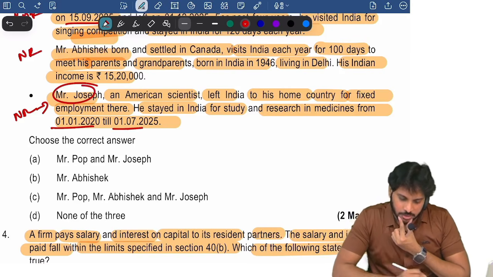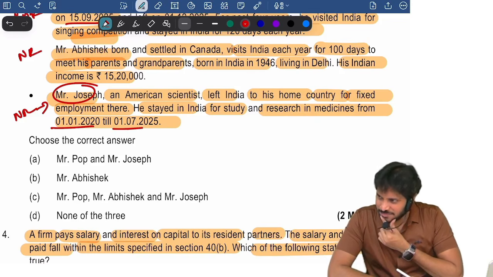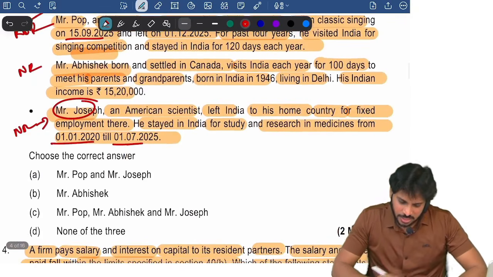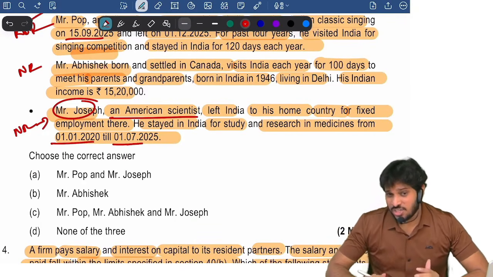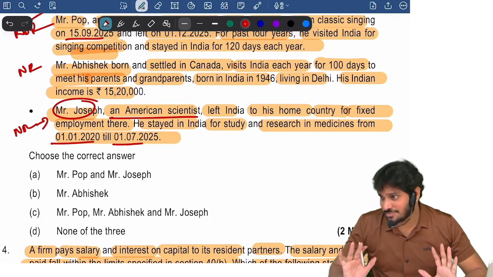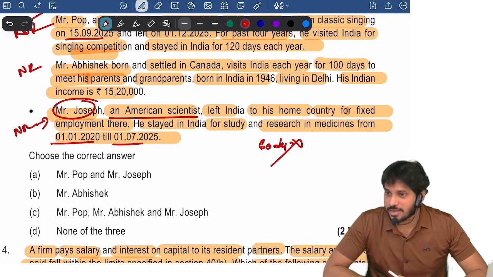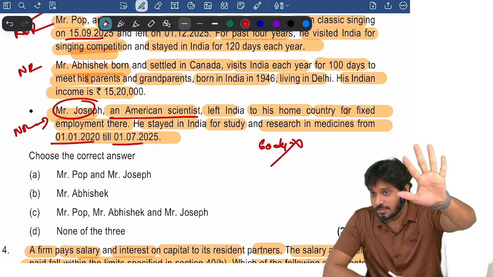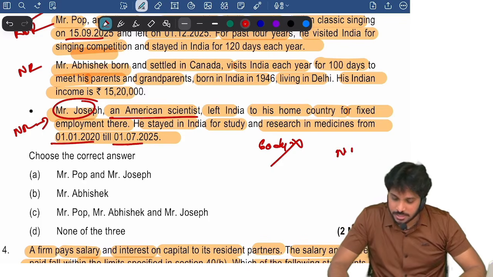Whether he is an Indian citizen or not, they didn't give that information. Technically, they said he's an American scientist. So the question is whether I should assume Indian citizen or not. If I assume Indian citizen, the 60 days or more logic will not apply. If I assume he is not an Indian citizen, then only the B1, 182 days logic will apply. As per that, he is a non-resident.